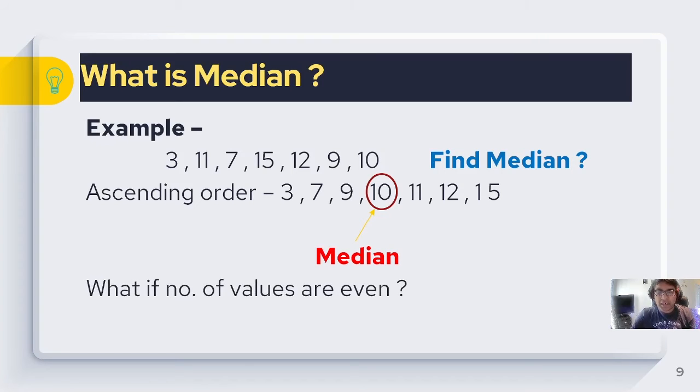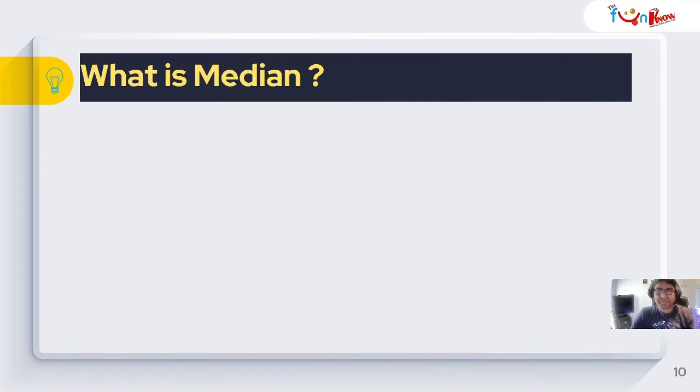So what if the number of values were even? Let's say we had only 6 numbers, then it is very difficult to find the middle number, because there is no middle number. So what do you do in that case?